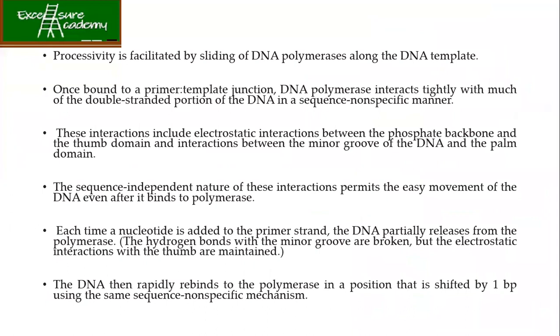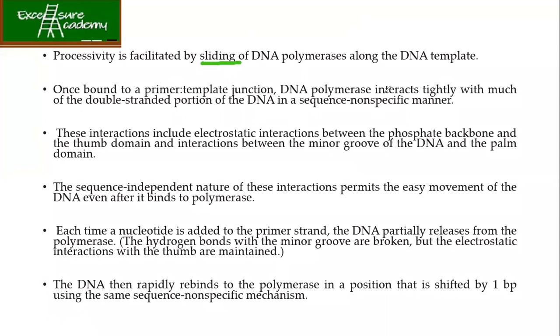Now, processivity is facilitated by sliding of DNA polymerase along the DNA template. Now, अब इसका क्या मतलब हो रहा है? DNA polymerase slide करेगा, तो जैसे जैसे वो आगे बढ़ेगा, वैसे वैसे processivity बढ़ती जाएगी. जितना smoothly वो slide होगा, उतना smoothly it can add more amount of nucleotides. Now, once bound to a primer template junction, DNA polymerase interacts tightly with much of the double-stranded portion of the DNA in a sequence non-specific manner.